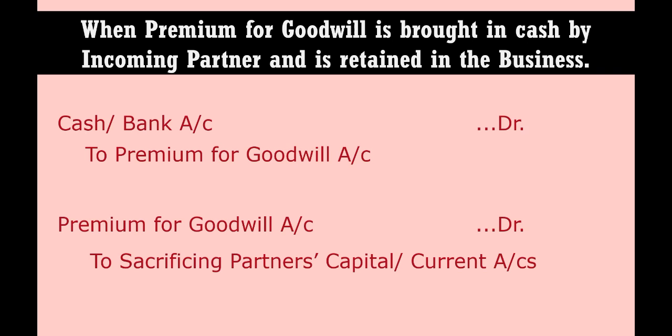Let's look at it once again. When premium for goodwill is brought in cash, cash account debit to premium for goodwill. It is retained in business, so no need to pass any entry because this cash is just lying in the business. Then this has to be distributed among sacrificing partners. So premium for goodwill account debit to sacrificing partners capital or current account, as the case may be, of fixed or fluctuating capital.